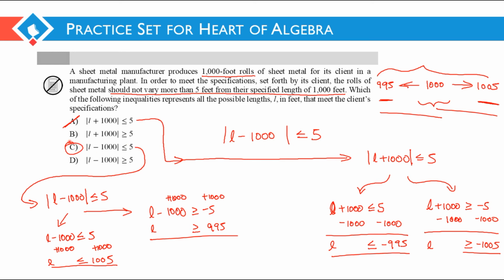So you'll see that you can arrive at the answer in multiple ways, but it's much easier just to understand how the absolute value functions are set up, and that way you can get to the answer directly. So our answer is C for Captain America.